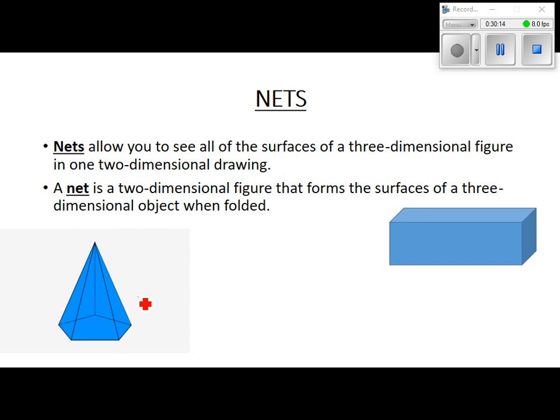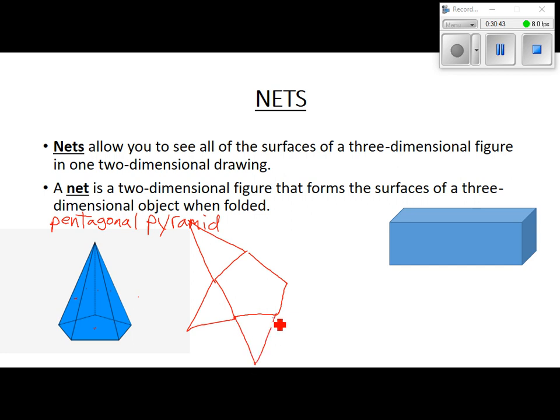This is a pentagonal pyramid, we talked about these last time. And it's a pentagonal pyramid because the base is a pentagon and all the other faces, which there are 5 of them, are triangles. Now this part I can actually do. A pentagonal pyramid is going to look like this if we draw a net. You've got your pentagon, and then every other face is a triangle.